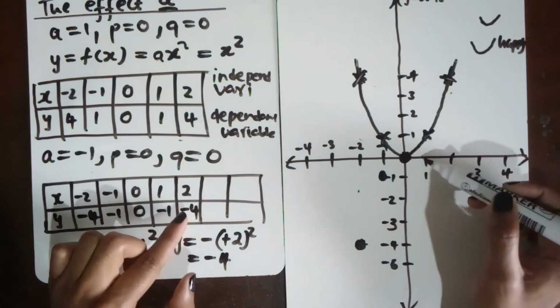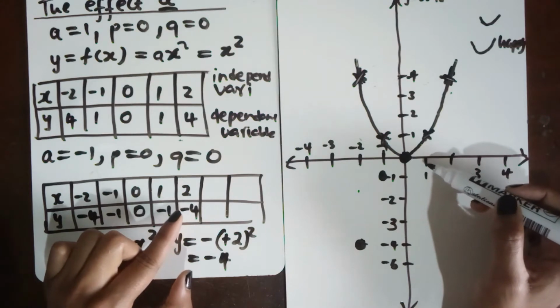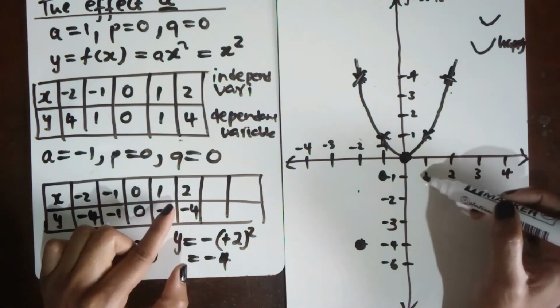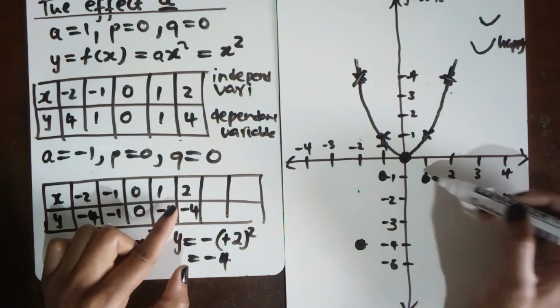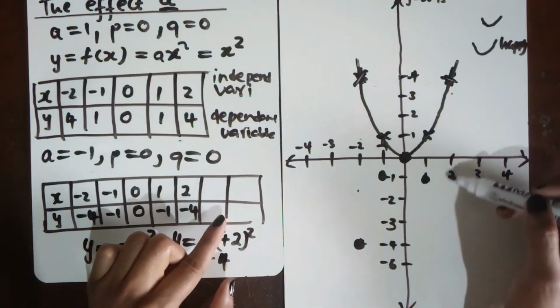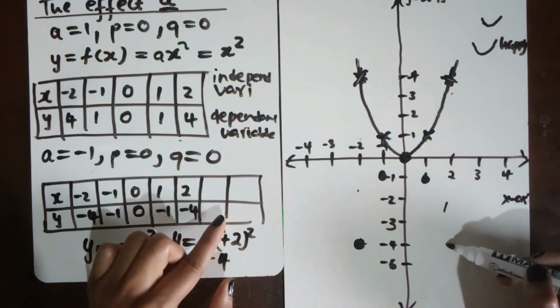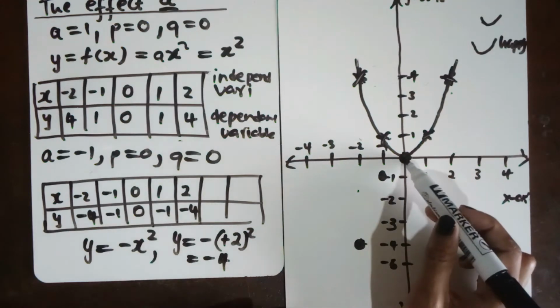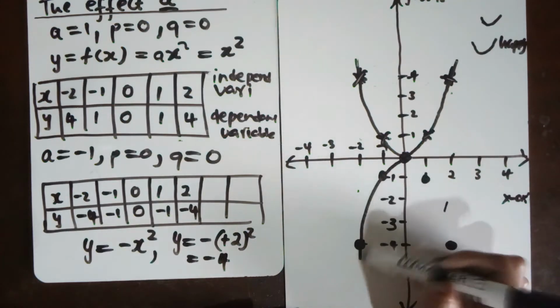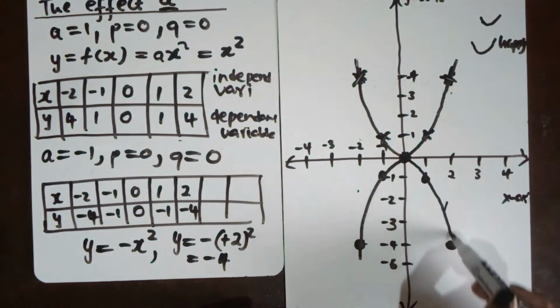And then x is 1, y is negative 1. It's going to be there. X is 2, y is negative 4. It's going to be there. What are you noticing about the shape of our graph, or our function at least?